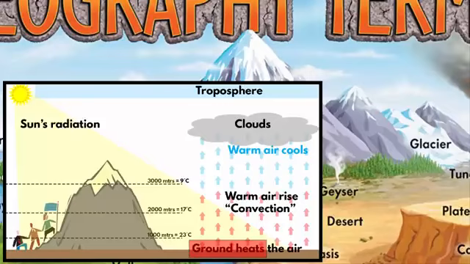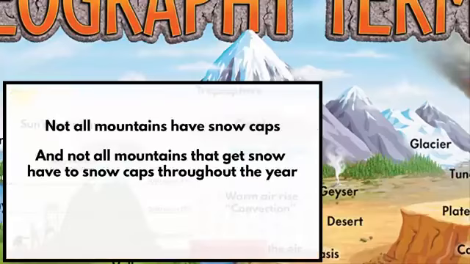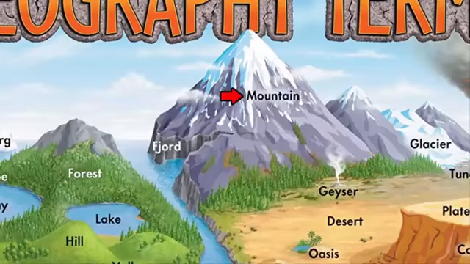Cooler temperatures at the top of a mountain also mean that there is less evaporation taking place. This leads to greater amounts of moisture in the air. More moisture means more rain. But when you're at the top of a mountain, instead of rain, it snows. And that's how you get a snow-capped mountain. By the way, not all mountains have snow caps, and not all mountains that get snow have snow caps throughout the year. It all depends upon the location and how tall they are.